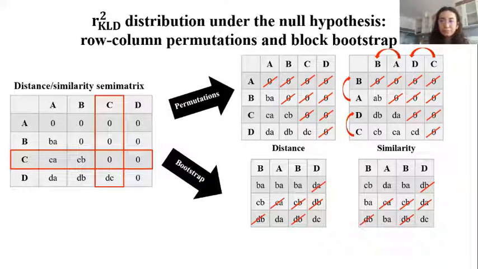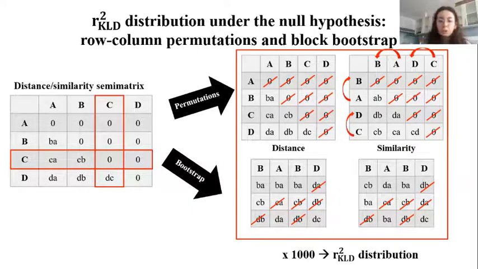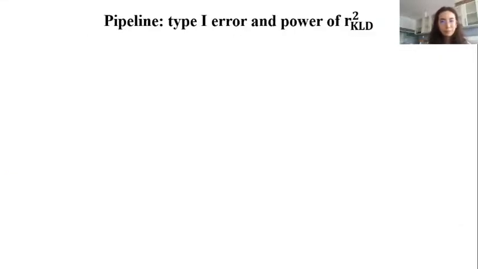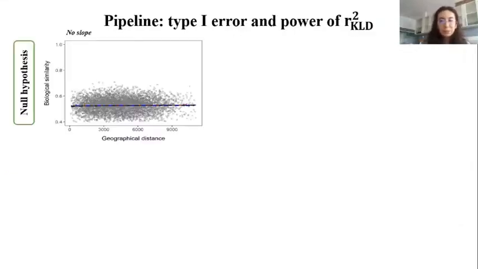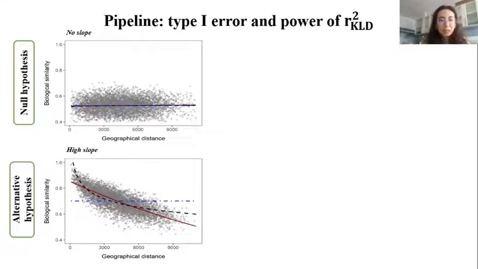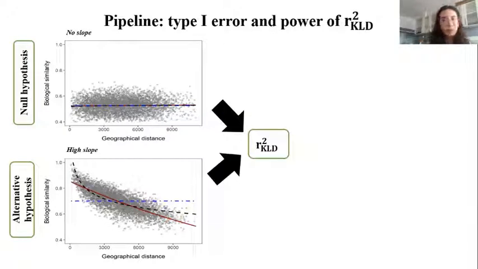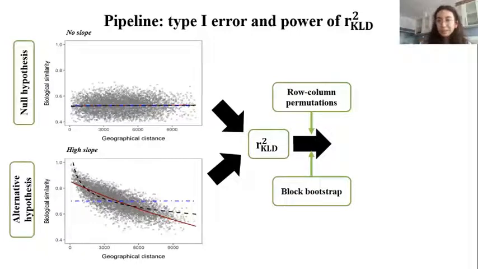Now that we have our sample or permutation data, we computed the statistic, and to estimate the distribution under the null hypothesis of the test, what we did was to repeat this procedure 1,000 times. So now that we have simulated data under both the null and the alternative hypothesis, we compute the value of the statistic. We obtain the distribution and the p-value of this statistic using row column permutations and block bootstrap.